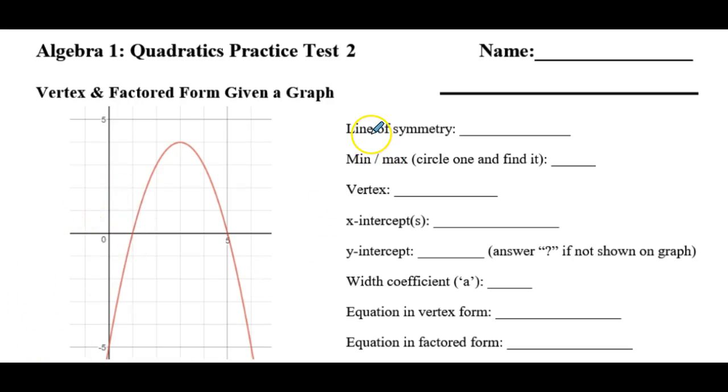So we have line of symmetry, the min-max, and the vertex. Those all work together as one essential section there. We have our intercepts, X and Y-intercepts. And then we have our width coefficient, A. It's like a slope for a parabola, not exactly the same. And then we have two different equations, a vertex and a factored form equation that you can write given the information we have above. So let's start identifying these things.